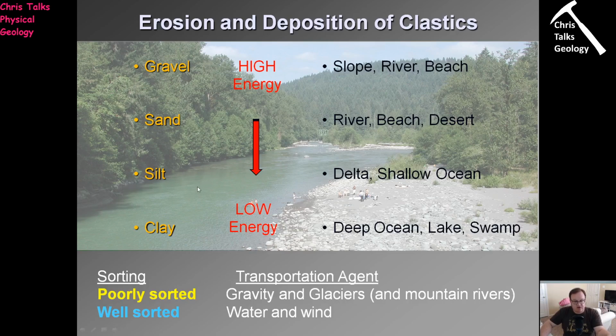When the river hits the ocean, it loses its velocity, and so it starts dumping its finest particles, things like silt. Clay, on the other hand, is the finest of all particles. Once again, it's suspended in the river. And in order to let clay drop out, you have to be in an extremely low energy environment. The water must be nearly still. So you've got to look at the deep ocean, a lake, or a swamp environment to have very, very clay-rich sediments.